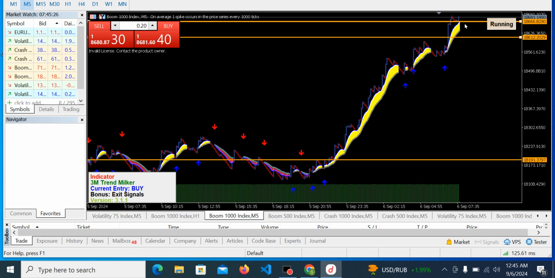So I will be stopping right here. I want you guys to go back to your platform right now, to your charts right now, and try out this strategy, most especially if you have this trading indicator. So guys, I will be stopping right here.